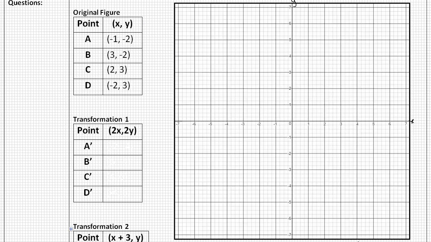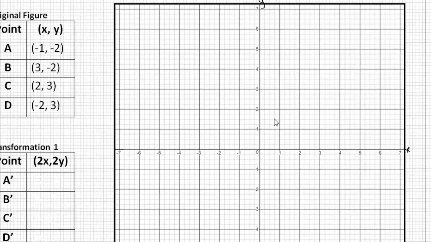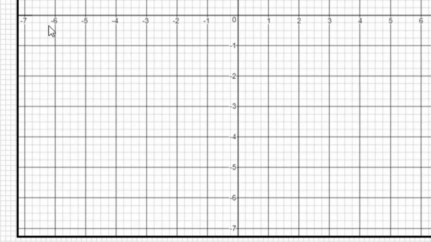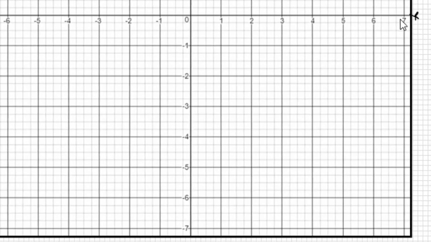In order to begin today, you will first need to construct your graph. Notice I am showing all four quadrants. I have a y-axis here that stretches from +7 to -7. My x-axis is also going from -7 to +7, and I'm going by ones.